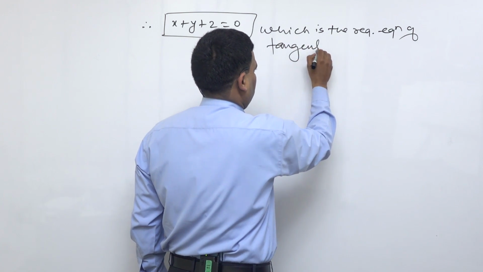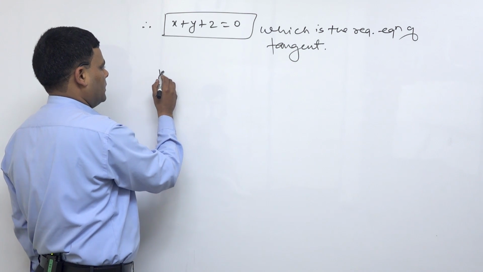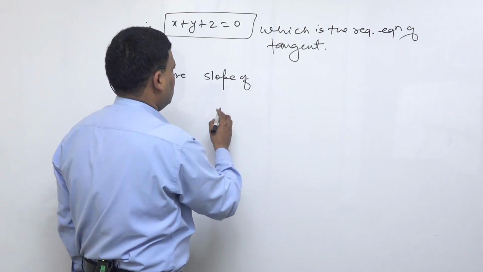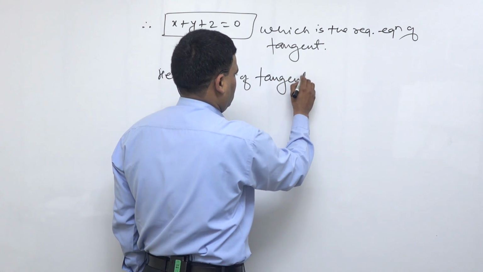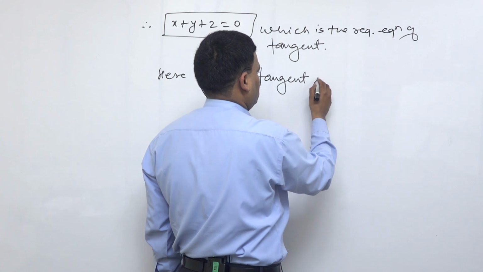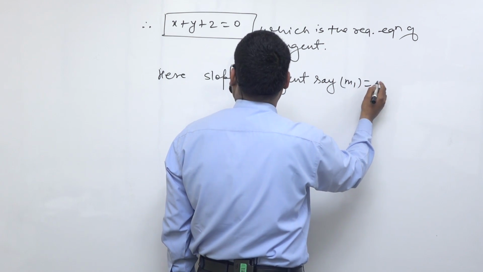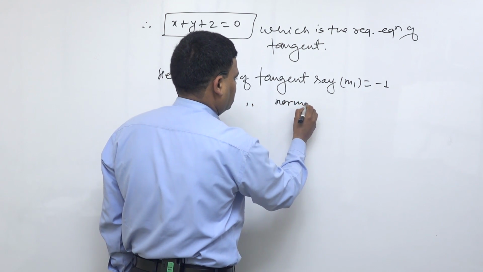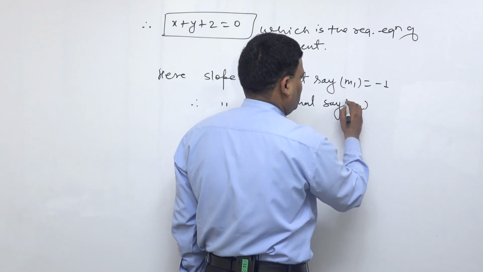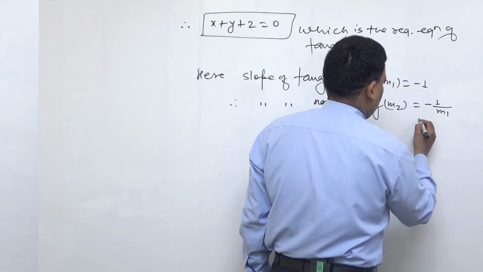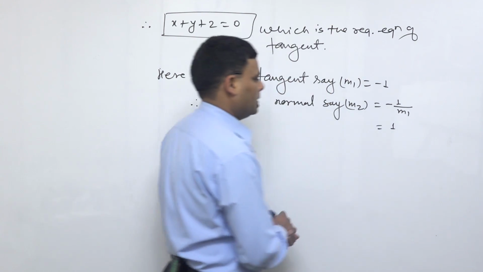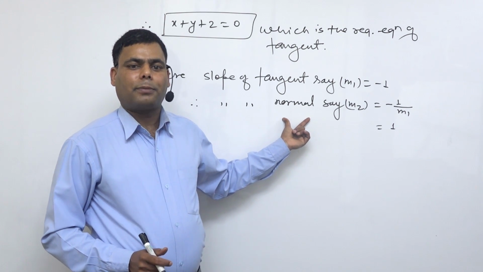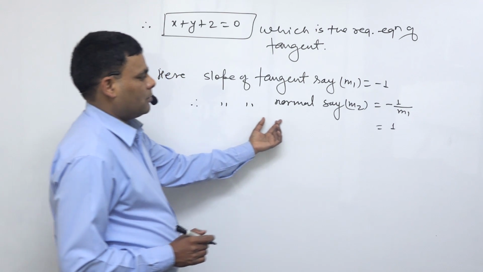tangent. Here again, the slope of tangent, say m1, equals minus 1. Therefore the slope of normal, say m2, equals minus 1 upon m1, which equals 1. The value of m1 is minus 1, and multiplying by minus gives plus, because tangent and normal are perpendicular to each other. So the slope of normal equals 1.